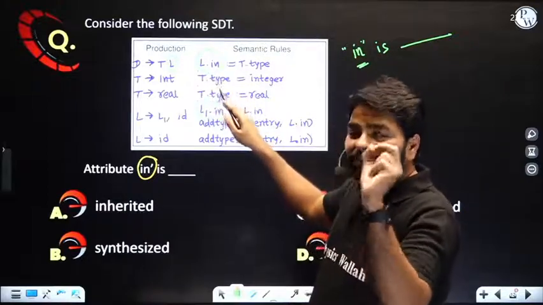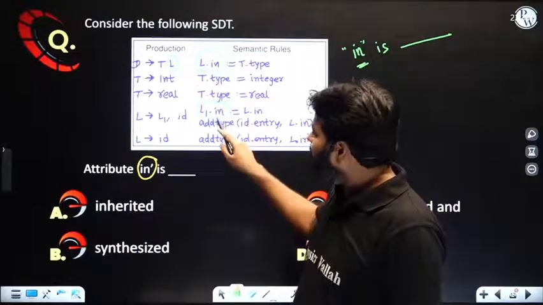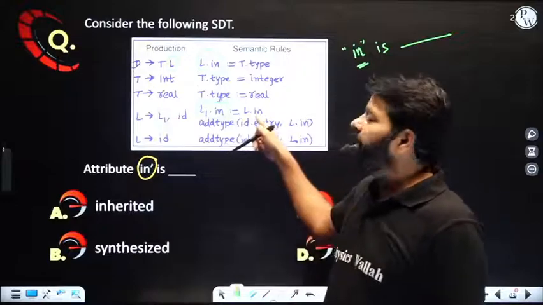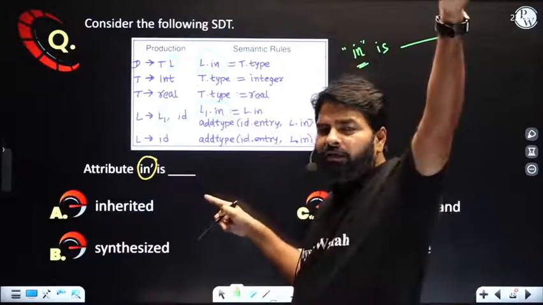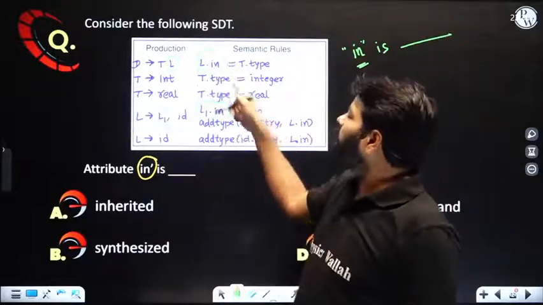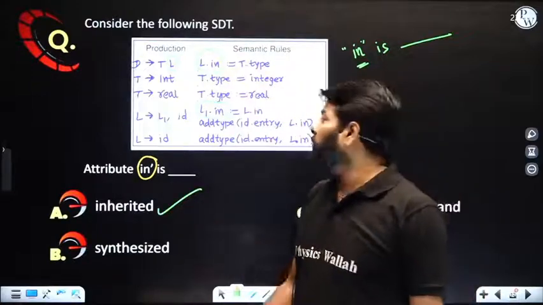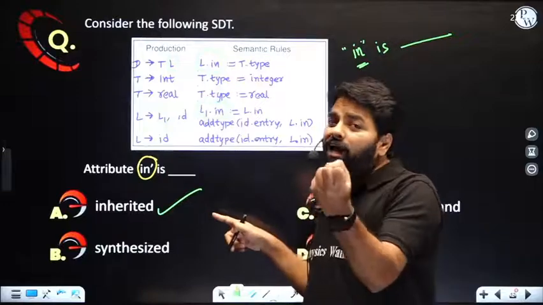The name itself says inherited. At this point of time, L1, you are computing at this place by depending on its parent. Who can depend on its parent? Inherited. So when you look at both of them, the in is inherited. That's it. Don't look at the other two because they are computing the type attribute.